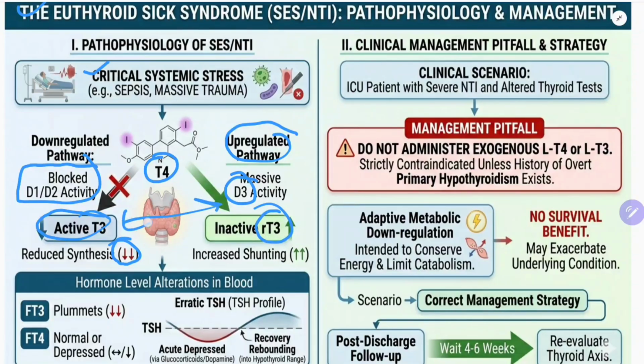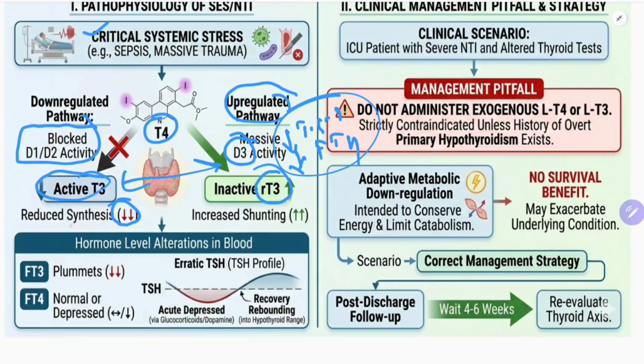Because of these things, what will happen? TSH will decrease and FT4 will also decrease. Both these things will decrease. But this is to decrease the basal metabolic rate. So this is the adjustment made by the body. Hormone level alterations in blood: FT3 plummets, meaning it will drop very much. Sudden concentrations of FT3 will drop in the blood. FT4 can be normal or it can be decreased, and reverse T3 is increased, remember.